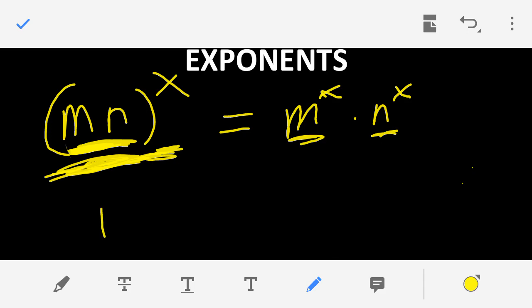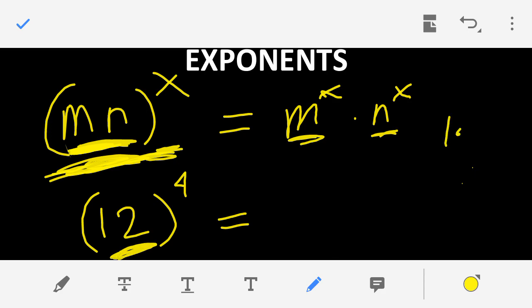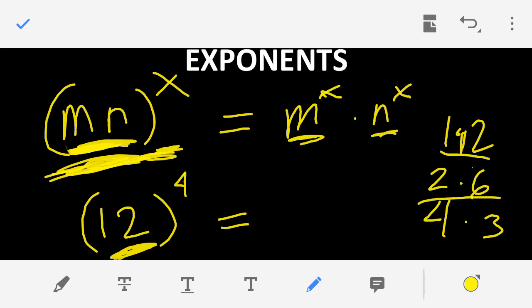Let's say we have 12 raised to 4 as an example. We know that 12 is a product of pairs of factors: 1 times 12, and 2 times 6, and 4 times 3. So 12 is a product of these particular pairs of factors, no?